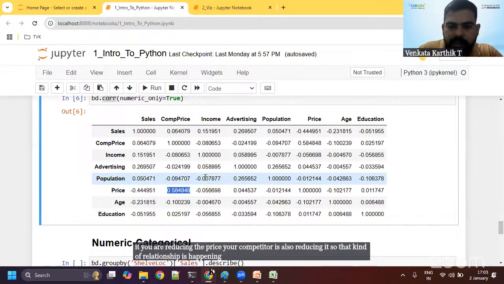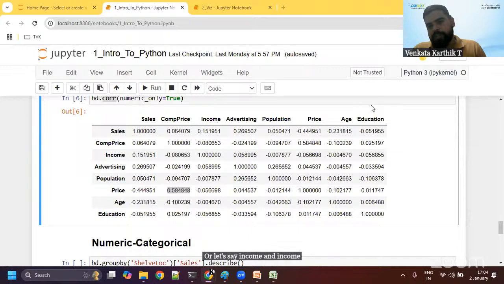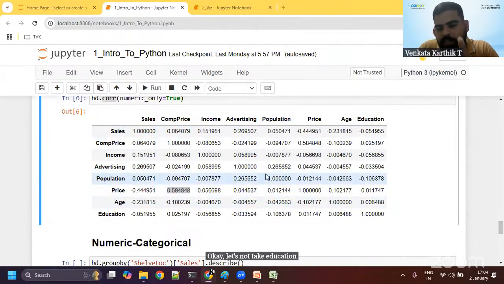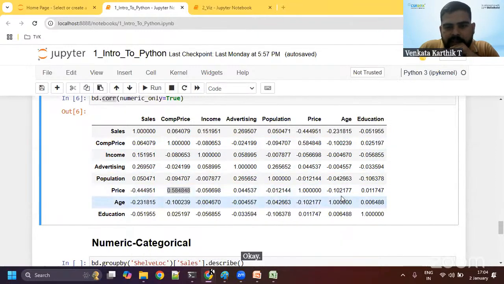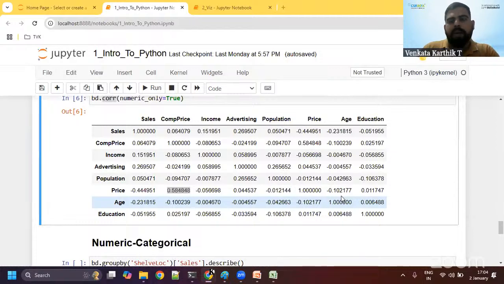Okay, now similarly, can you tell me what is the relationship between income and population, or let's say income and education? Okay, let's not take education. Won't make sense over here. Actually, education is a categorical variable. Let's take something else. Okay, let's take, for example, price and sales. What is the correlation between price and sales? Price and sales.